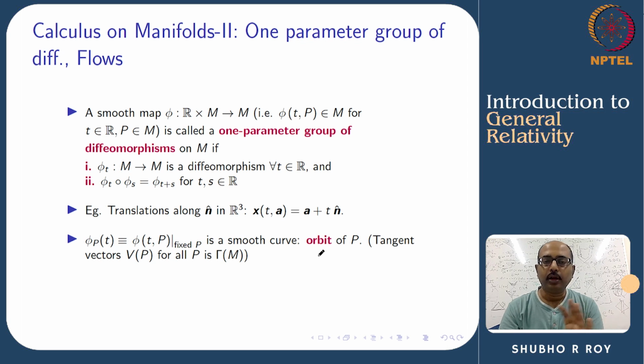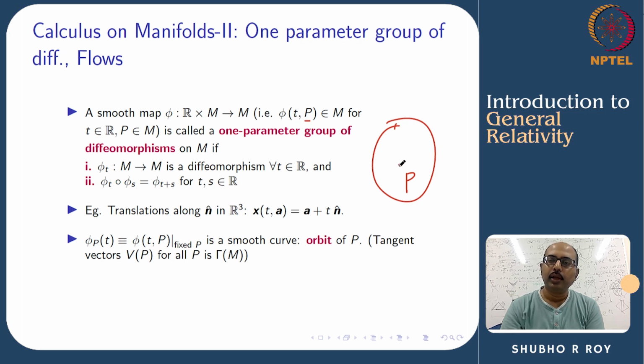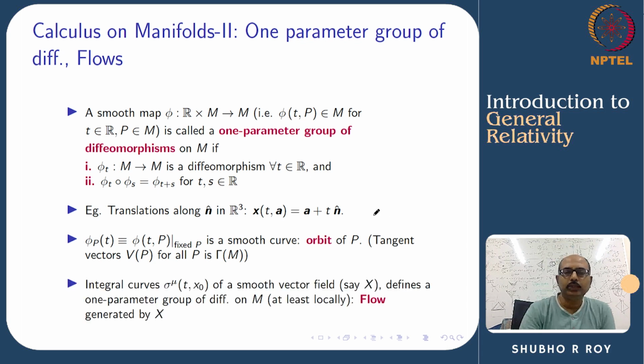Now another related notion is that of an orbit. The idea is we have this one parameter group of diffeomorphisms. Let me fix a point p, and this point p is fixed, and let me vary t. If I vary t, I will trace out some curve, right? And this curve is called the orbit of p. Now, what we learned about is integral curves. Integral curves actually give rise to one instance of a one parameter group of diffeomorphisms. These are called flows. That's very simple to see.